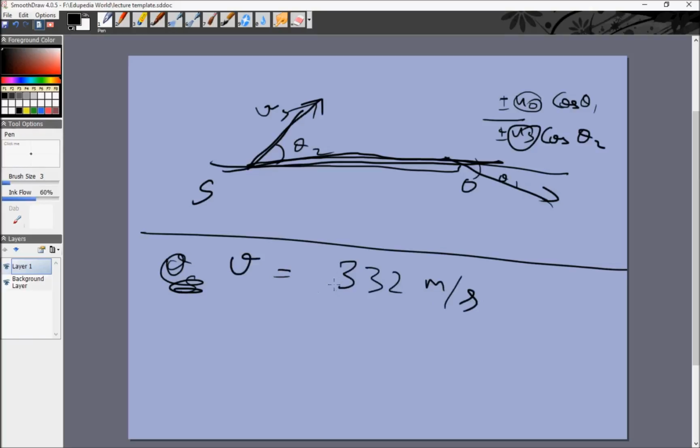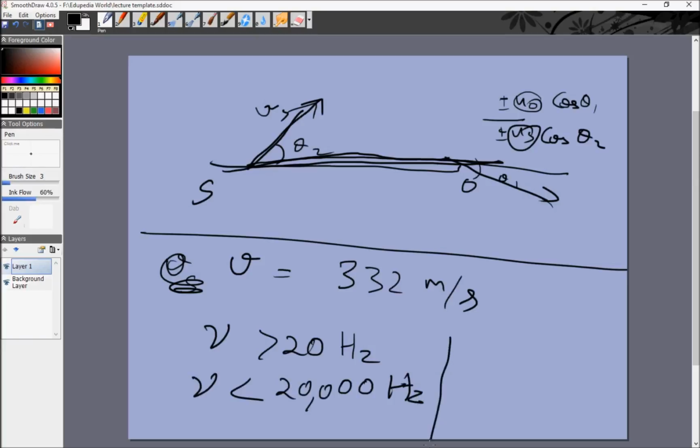Another thing, for a human ear to hear a sound, the frequency must be greater than 20 Hertz. Anything smaller than 20 Hertz is called infrasonic, and the frequency must be less than 20,000 Hertz. A frequency greater than 20,000 Hertz is called ultrasonic. Right. Another thing, for a human ear to be able to distinguish between beats, they must happen with a frequency less than 16 Hertz. If the frequency changes more than 16 times a second, the human ear will not be able to hear beats.